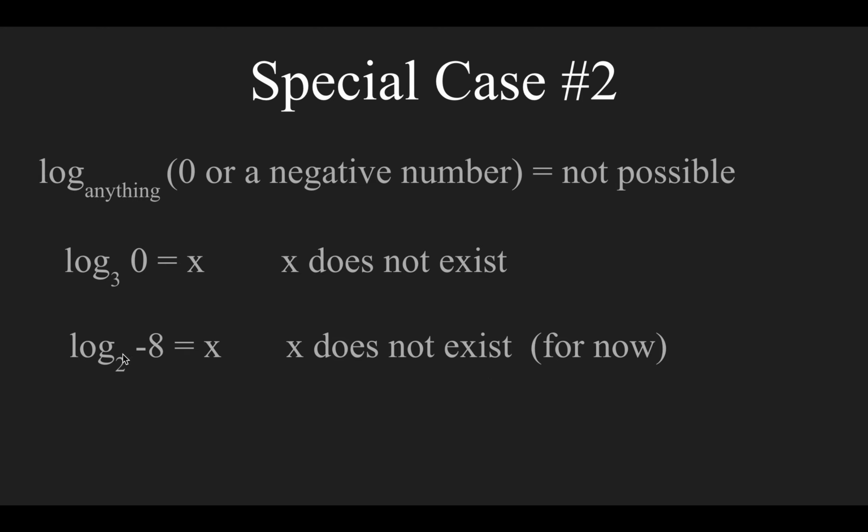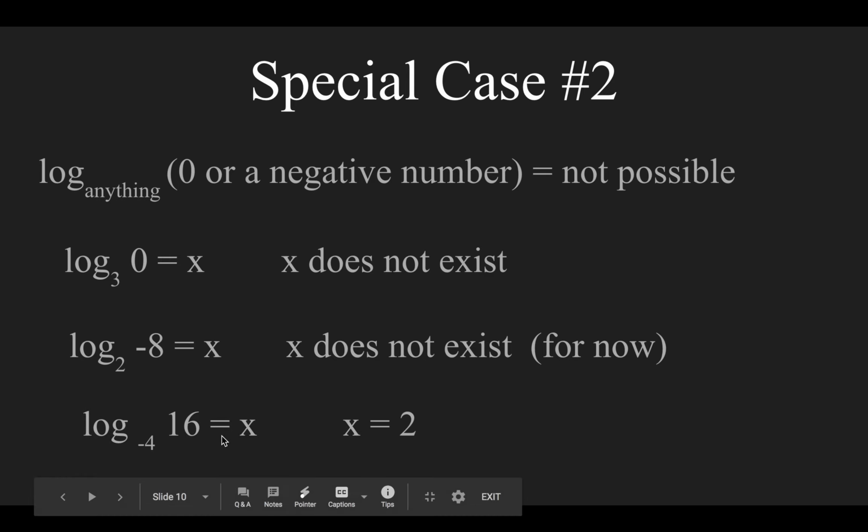There's no number you can raise 2 to in order to equal a negative number. There's no power you can raise 2 to equal 0. This last one is a common mistake I saw people fall into. As soon as they see a negative number, boom, x does not exist. But that's not true. If you have a base that's negative, you can still get an answer, right?